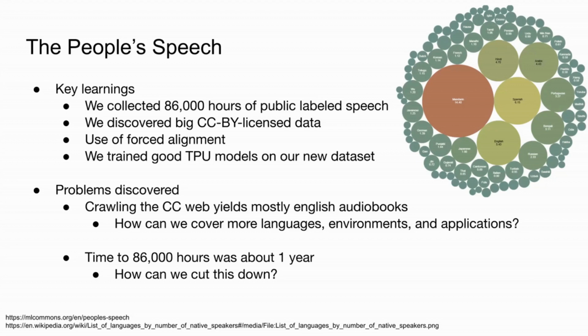The figure on the right here shows the distribution of languages by number of speakers in the world. You note that English has a lot of speakers, but there are quite a lot of other languages. And if you just cover English, you actually don't cover most of the world population. So your speech system is not usable by most of the population. But when we crawl the internet, we mostly get English audiobooks. So if we're just crawling, we're not thinking about diversity, we're not covering most of the users of a system like this.